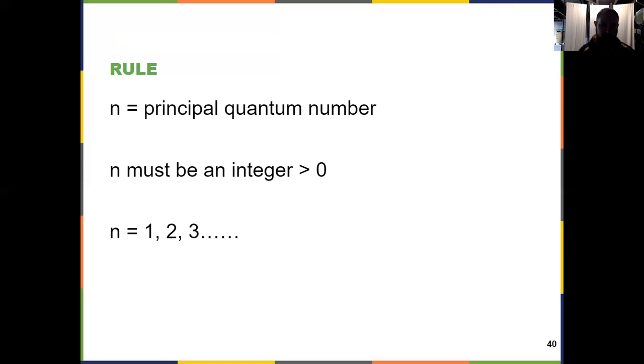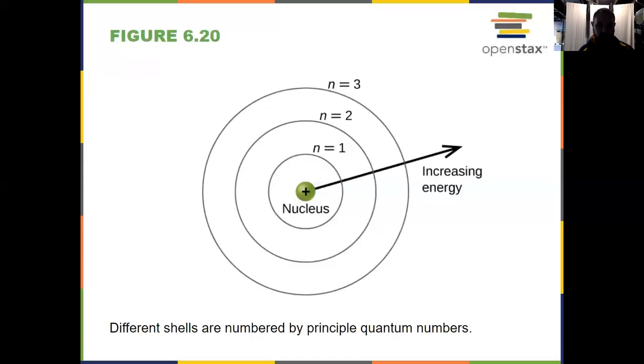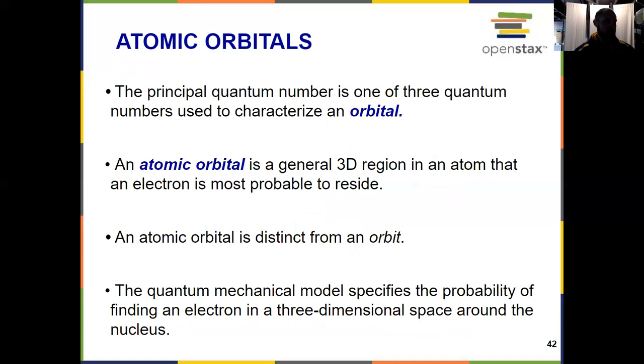4, 5, 6, 7. And this is just a picture representation of what those mean, right? The higher that number gets, the further away it is from the nucleus. And as we mentioned before, the further away from the nucleus, the higher energy those electrons are. So that's what our principal quantum number describes.